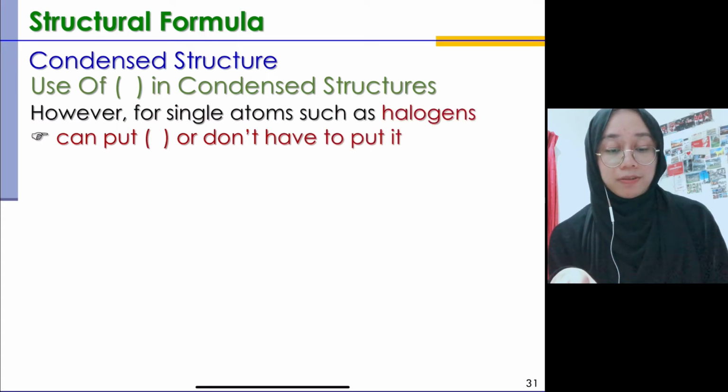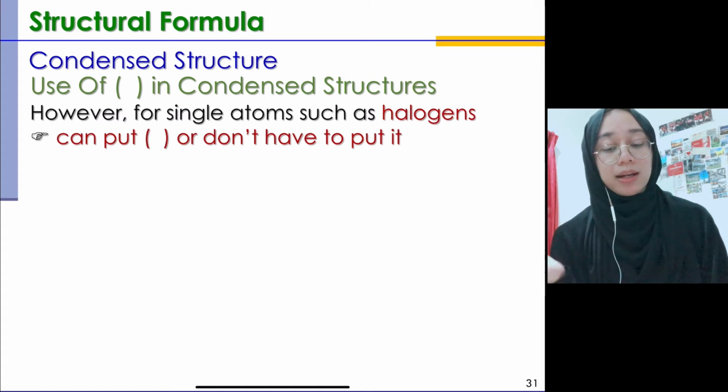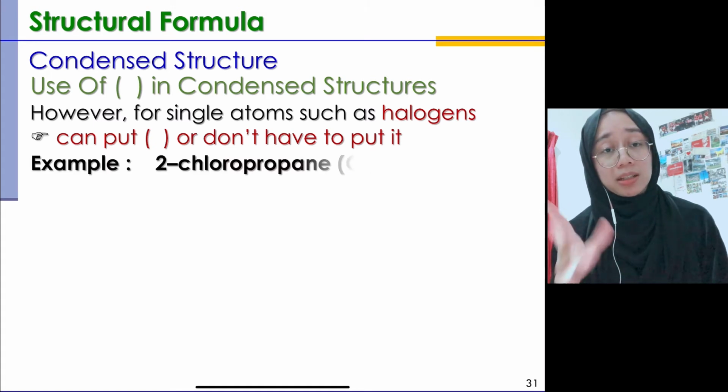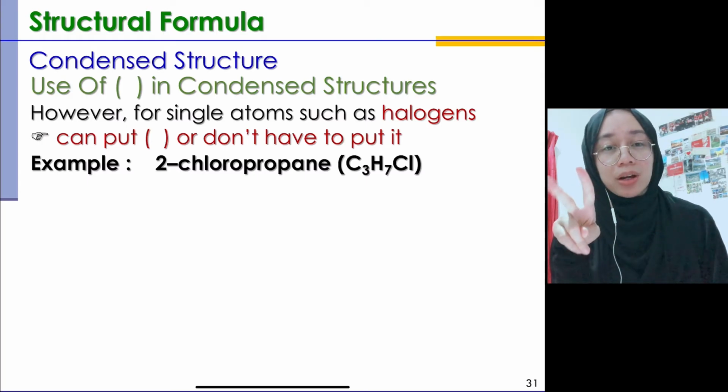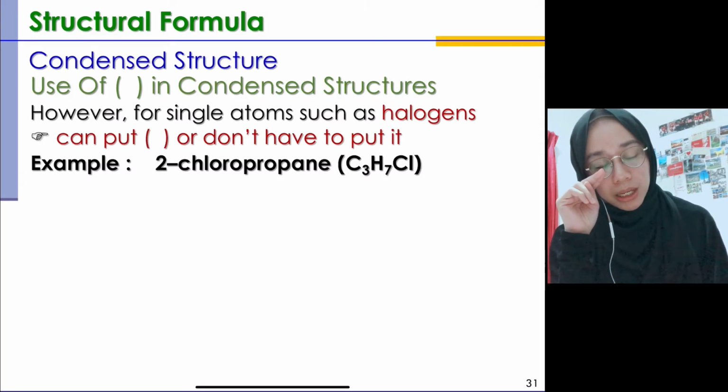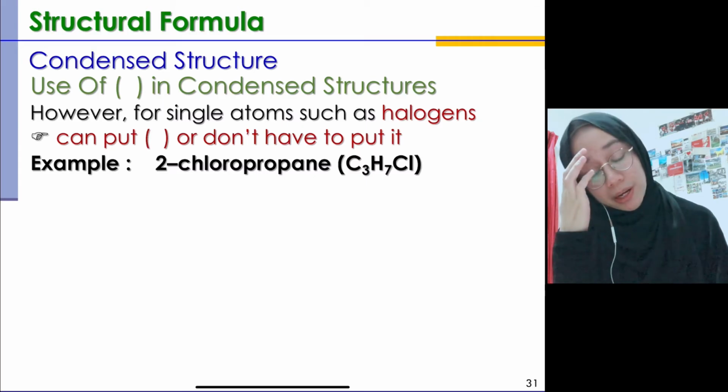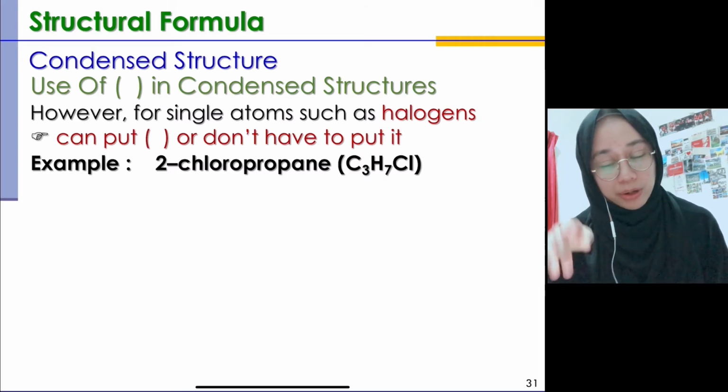Okay, so however for single atom such as halogen, kalau nak letak bracket boleh, tak letak pun tak apa. Itu yang macam Miss cakap tadi lah. Sama juga dengan OH sebenarnya. Cuma OH tu, sebab dia ada 2 kan atom. So kalau tak guna bracket tu agak confusing. Tapi macam Cl ni, kalau tak guna bracket pun tak apa. Tapi Miss lagi prefer guna bracket.